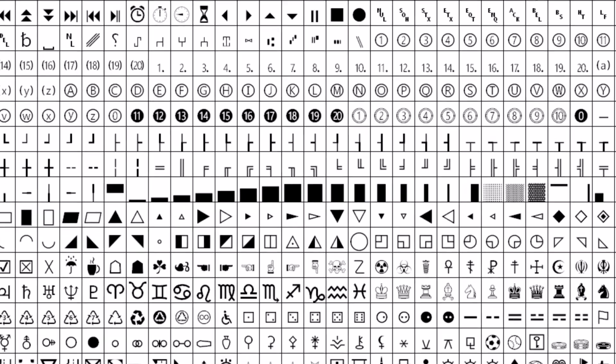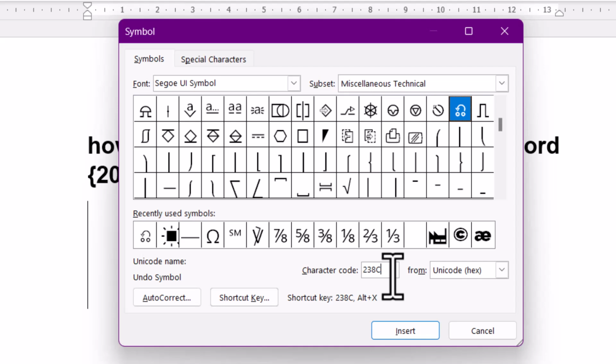Now here you need to select this font, so you can find this symbol, otherwise it is not showing. If the font is changed, so only select this one, then you can find this symbol. So just select this font here and type here this character code.